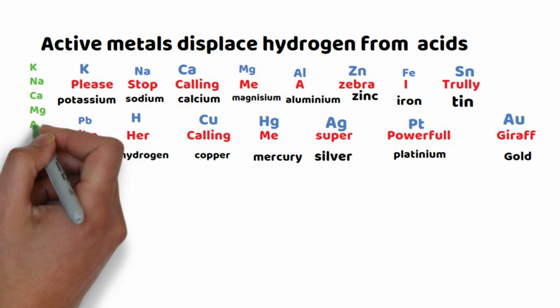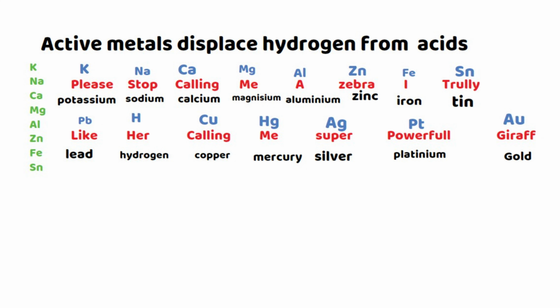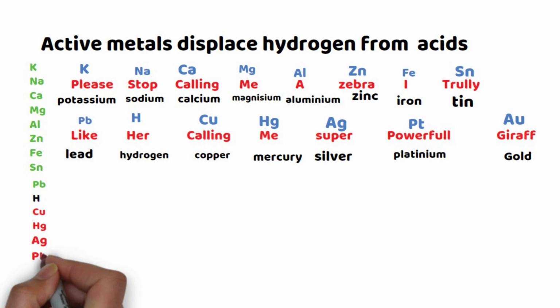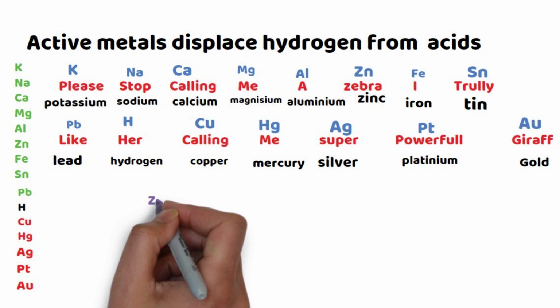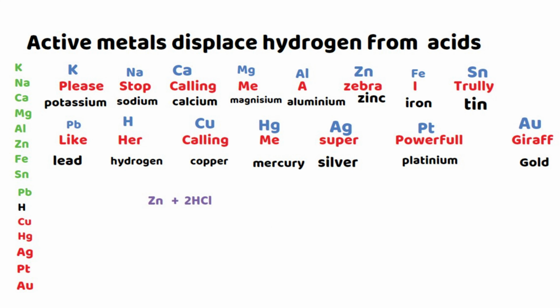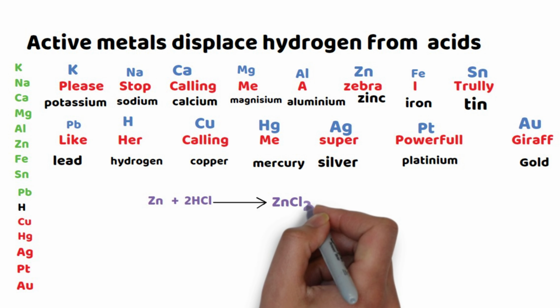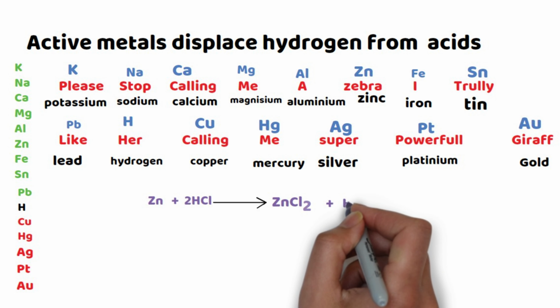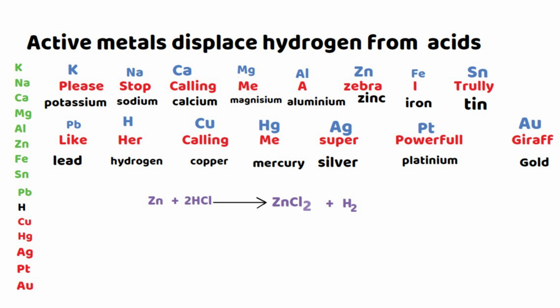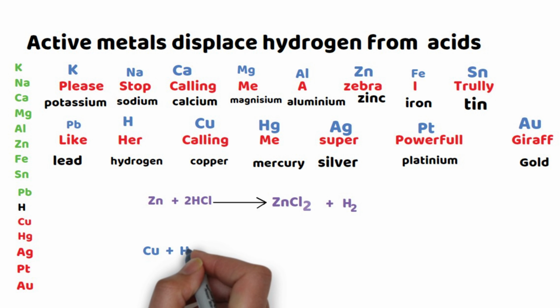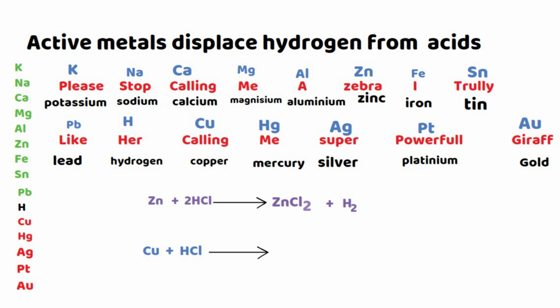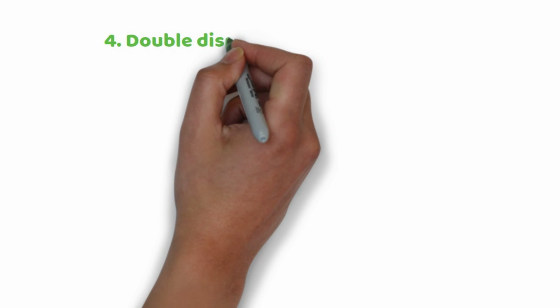And this one is according to their reactivity series: potassium, sodium, calcium, magnesium, aluminum, zinc, iron, tin, lead, hydrogen, mercury, silver, platinum, gold. Metals that are above hydrogen can displace hydrogen from an acid, but metals found below hydrogen cannot displace hydrogen from an acid. For example, zinc, which is found above hydrogen, can displace hydrogen from an acid, therefore zinc chloride plus hydrogen. Copper, which is found below hydrogen, cannot displace hydrogen from an acid.